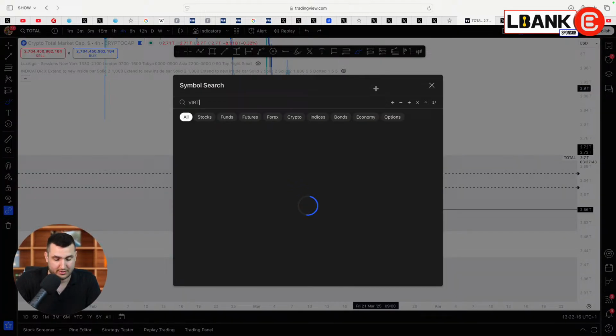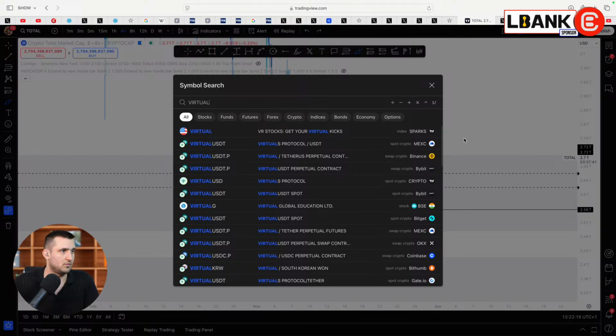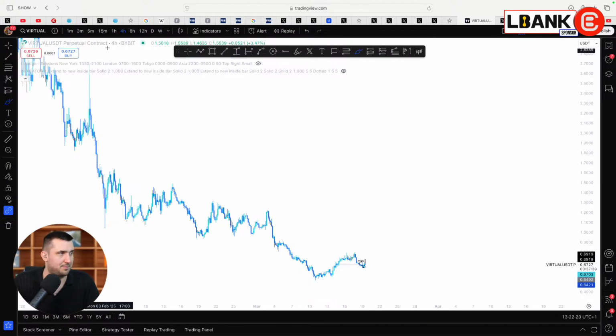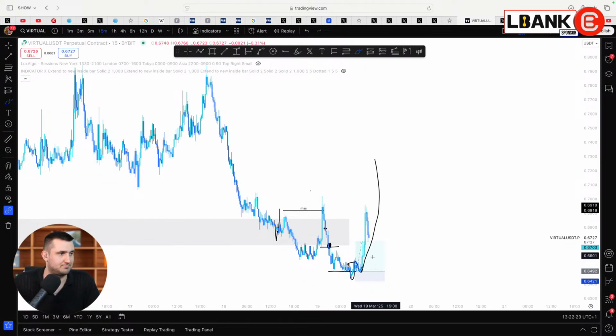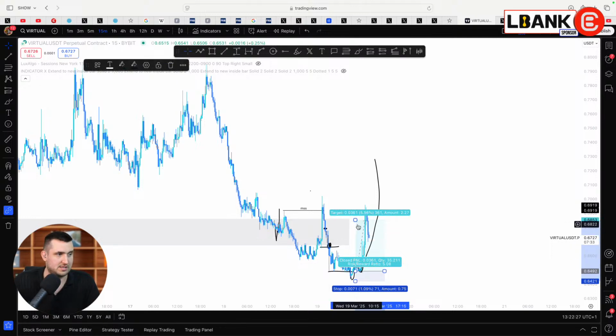Look at my virtual trade. I'm up, I'm not even kidding. I was up here. I closed 75% here. It's a 1 to 5 risk reward trade. I was up, anyway, a lot of money.